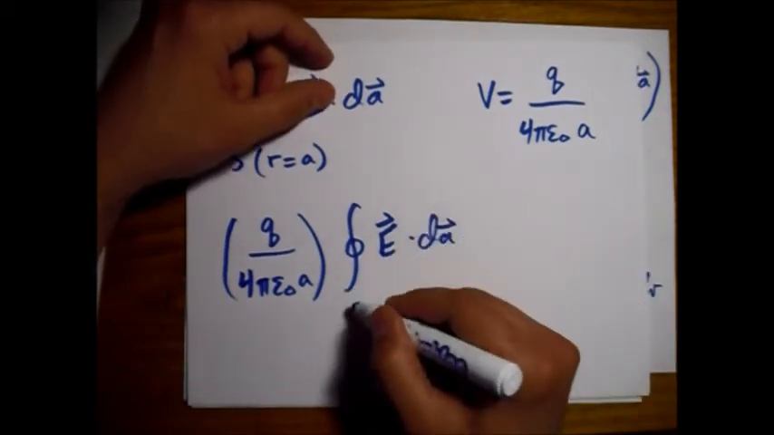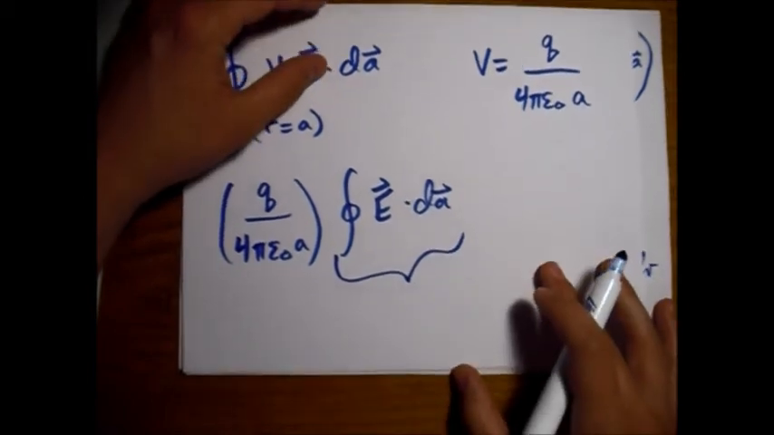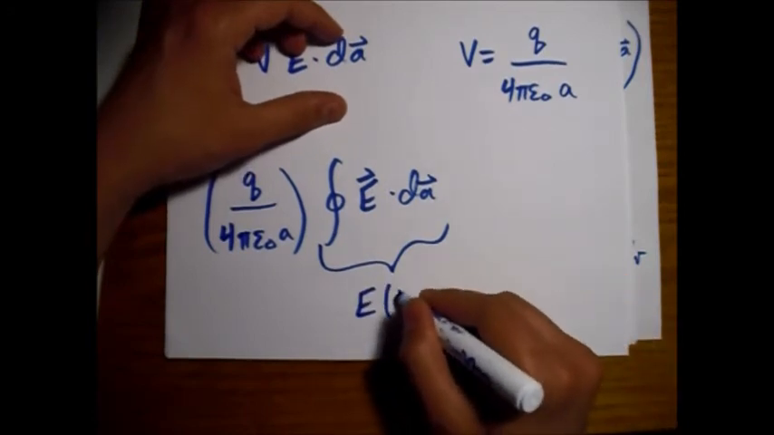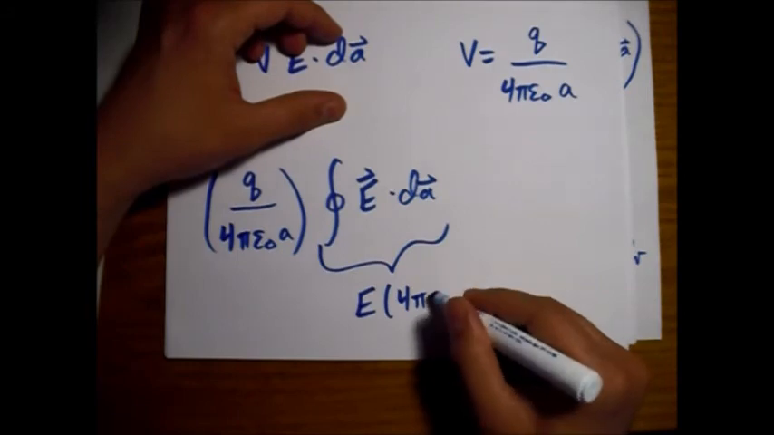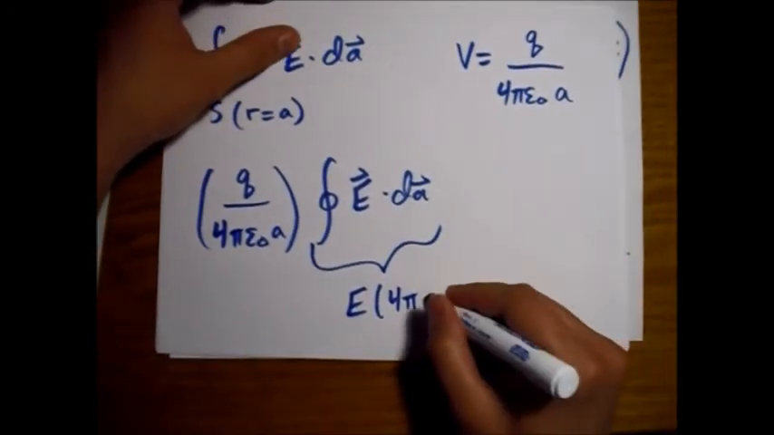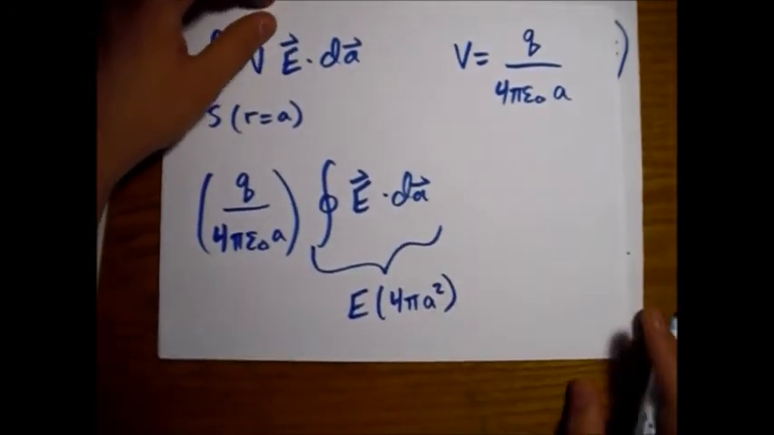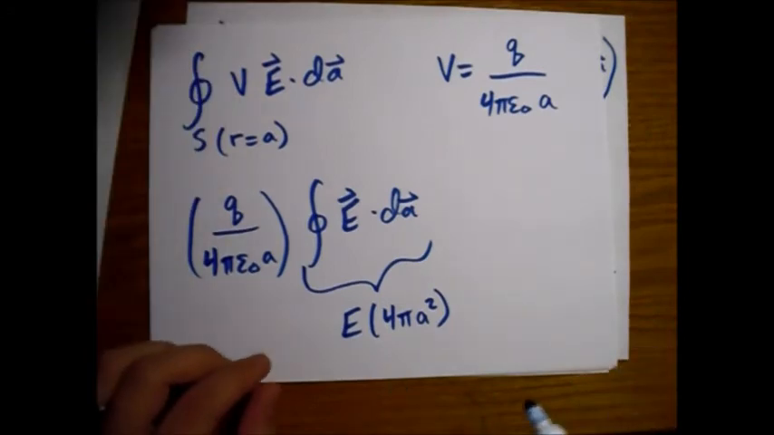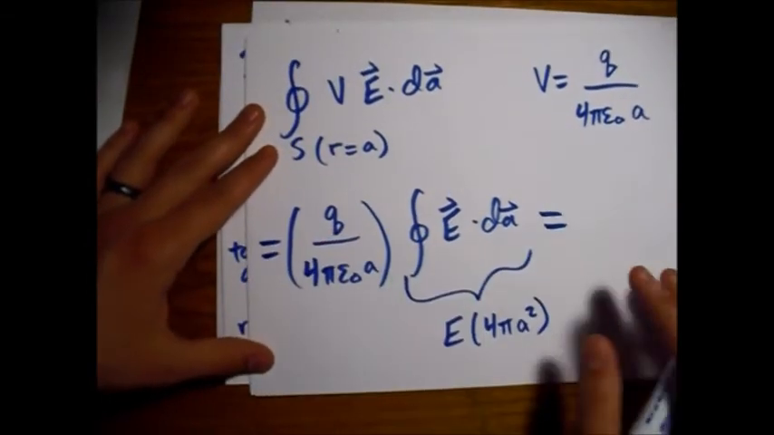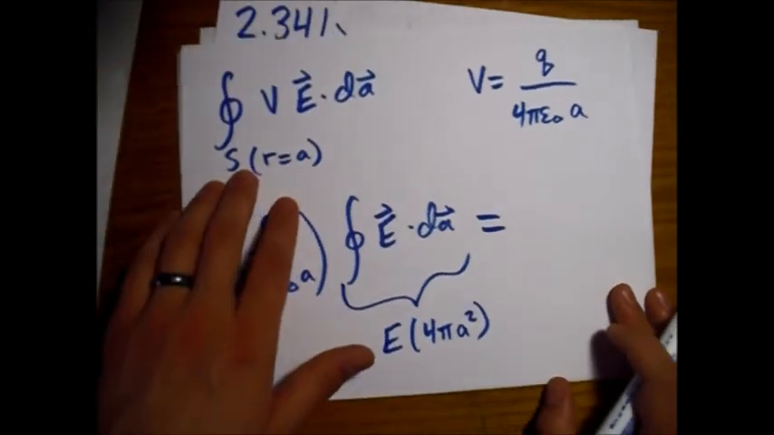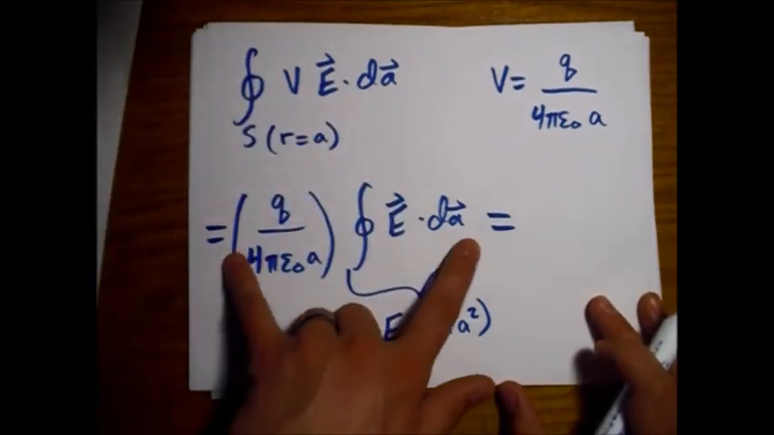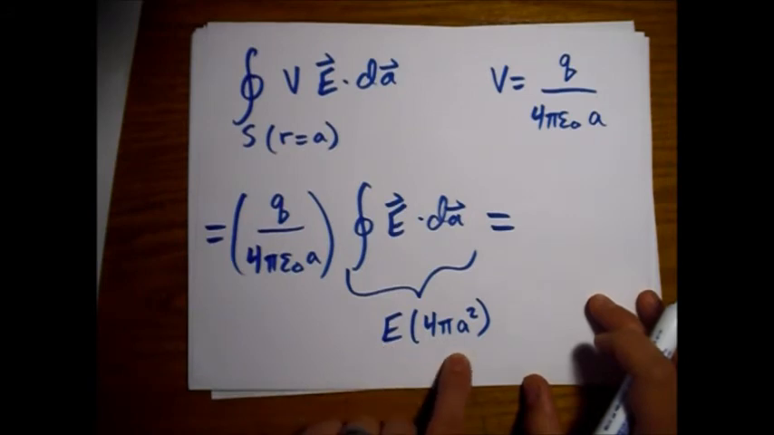So remember, whenever we do Gauss's law in a symmetric situation, we always have an E and a 4 pi, and usually it's an R squared right here. But again, we're at this surface where R equals A. So a 4 pi A squared. All right? So this integral, which is just the surface integral, part of the bigger situation, is equal to this, and then this part is equal to this.